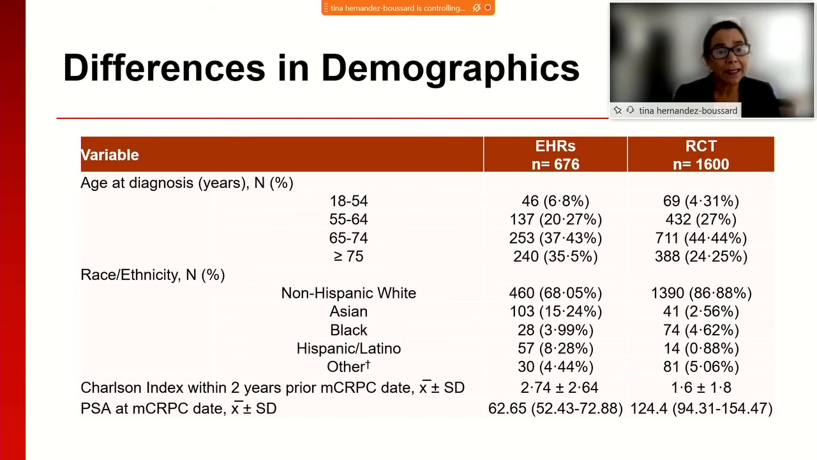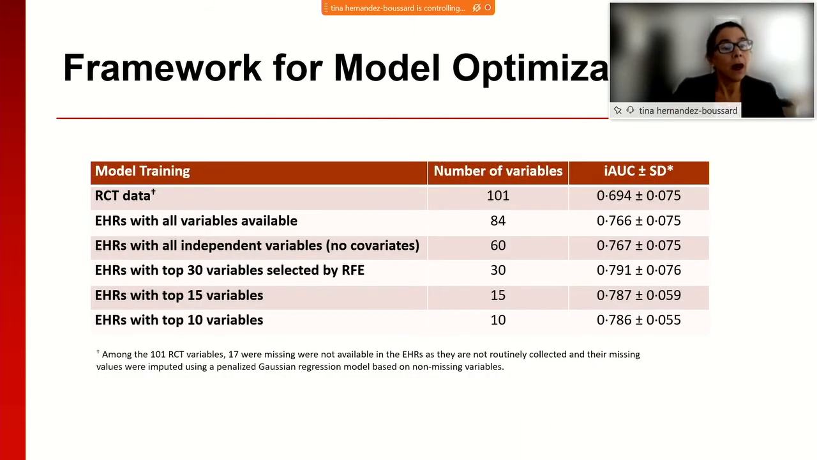Importantly, if you look at race in the RCTs, they were about 90% non-Hispanic white compared to 68% in our EHRs. And they only had 1% Hispanic Latinos in the RCT, whereas we had over 8%. So what we did is we took the model from this challenge, and they had over 101 variables included in their model. We tried to apply that model to our EHRs, and we had very low accuracy, about 0.694.